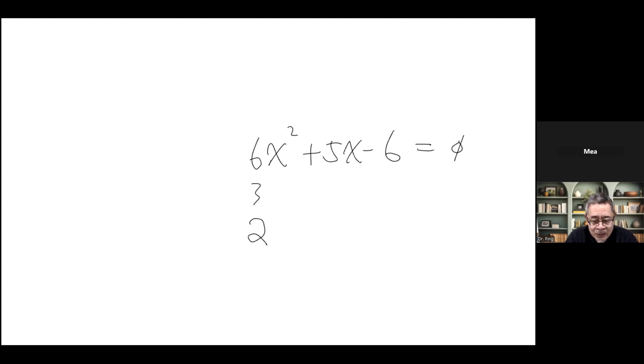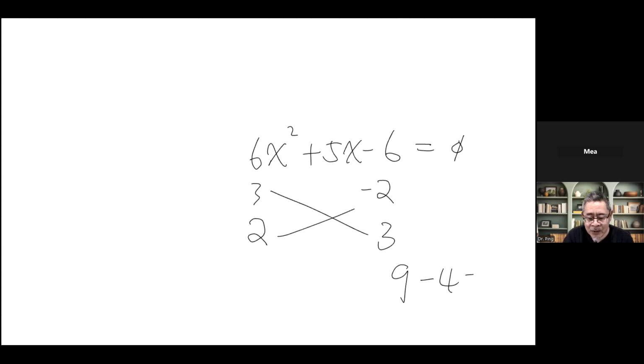So 3 and 2, if it's negative here, we got 3 times negative 6 and 6, 0. So that doesn't work. So we're going to change that. And 2 on the top and 3 on the bottom. And if you put negative here, you can see 3 times 3 is 9. 2 times negative 2 is negative 4. That equals 5. So that works.